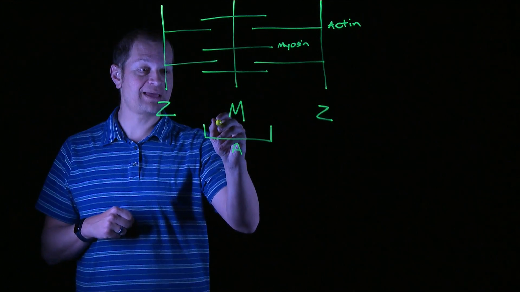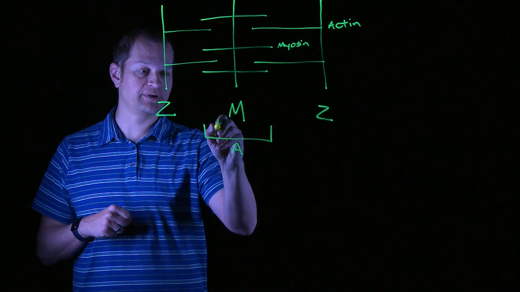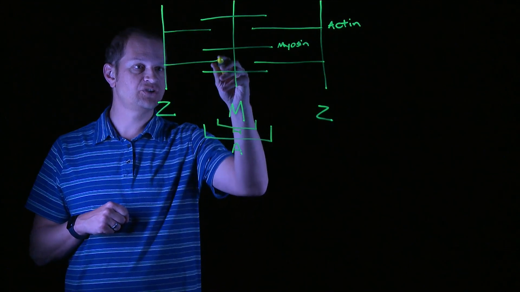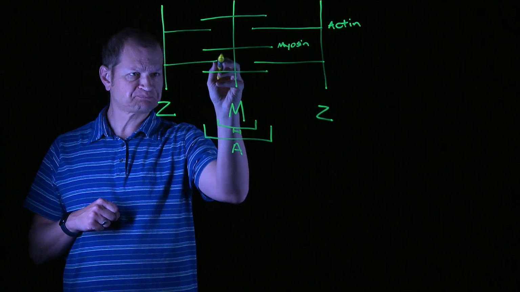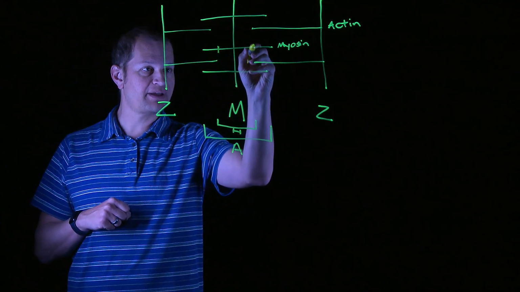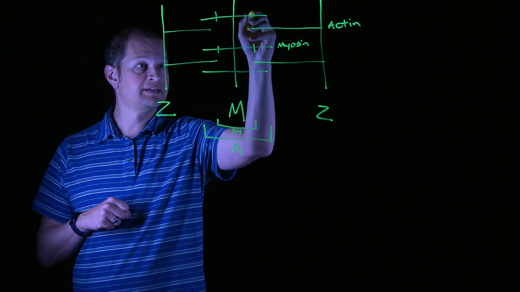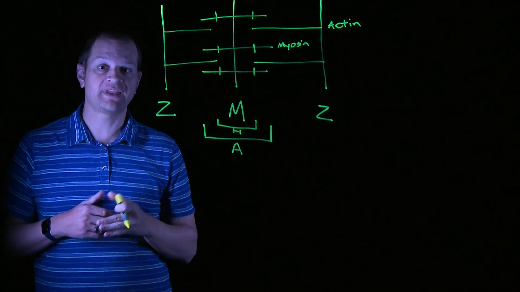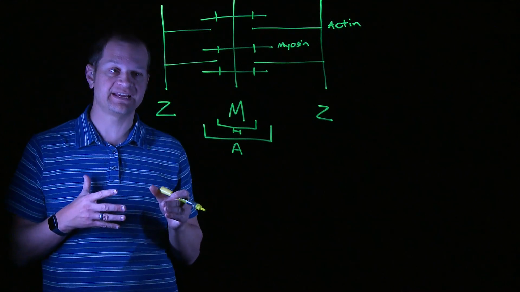Next we've got what's called the H zone. The H zone is where we only have myosin. You notice from about here to about here with all of these myosin fibers, if I drew it correctly, there's no overlap with actin. And so that's your H zone.